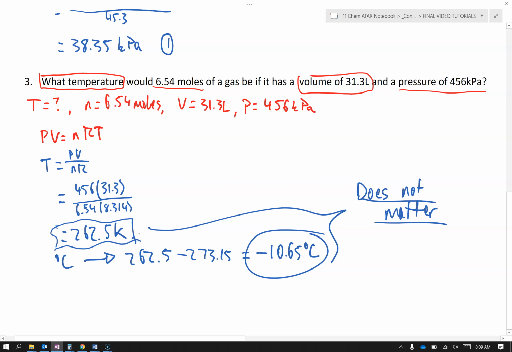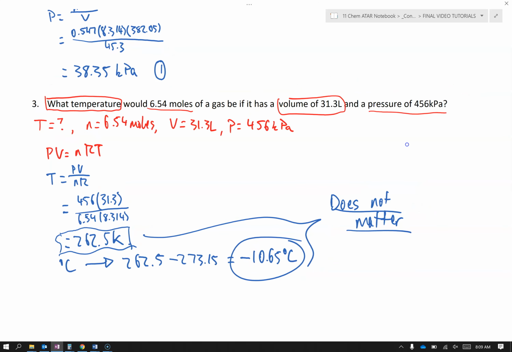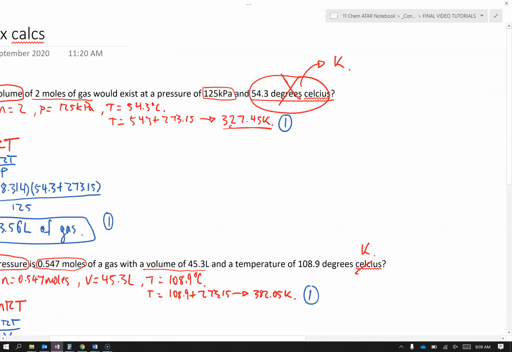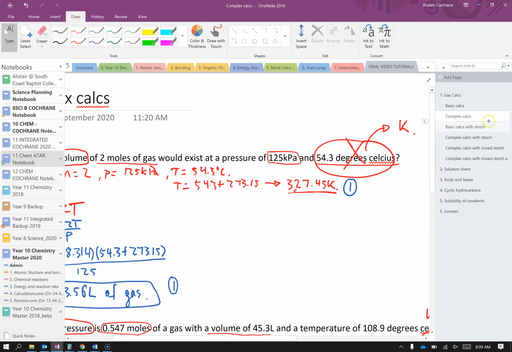Okay, so there's 3 different calcs using PV equals nRT. I don't know how long we've been going, 10 minutes. I think it's probably enough for now. In the next video, we'll do calcs with stoichiometry.